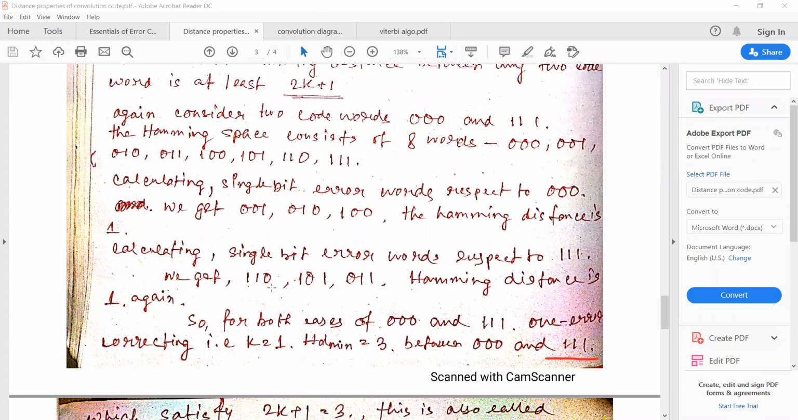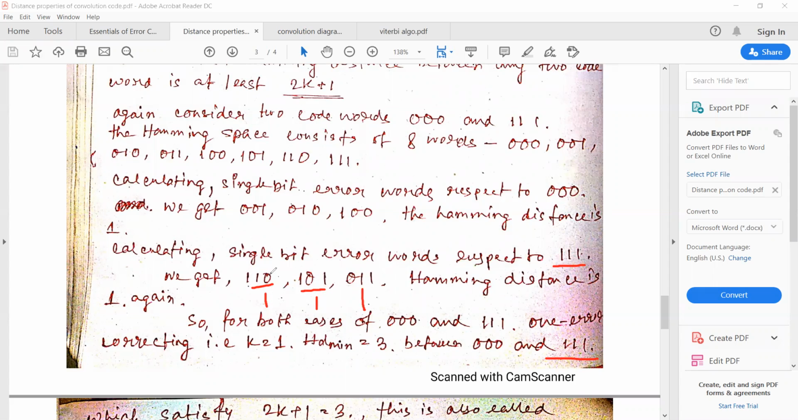From the Hamming space, if I choose these 3 code words, and the Hamming distance is calculated with respect to 1, 1, 1, then again we will see that this is also single bit error, because you can see that if I consider this is 1, 1, 1 and this is 1, 1, 0, the Hamming distance is 1. Again for 1, 0, 1, calculating the Hamming distance with respect to 1, 1, 1, the Hamming distance is 1. Again this is also 1 and this is also 1.